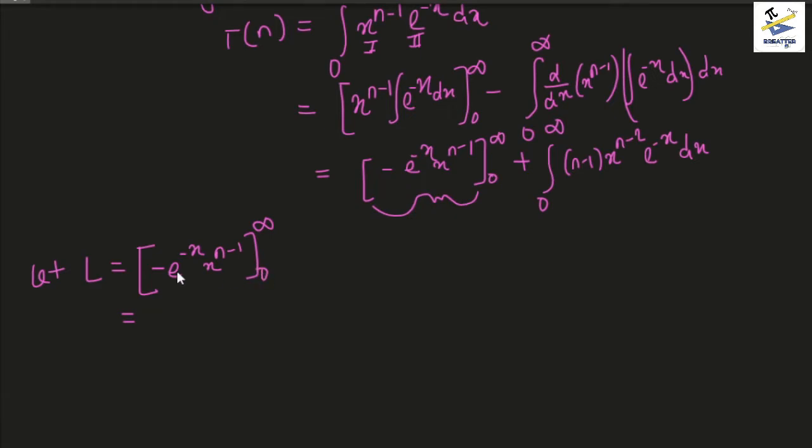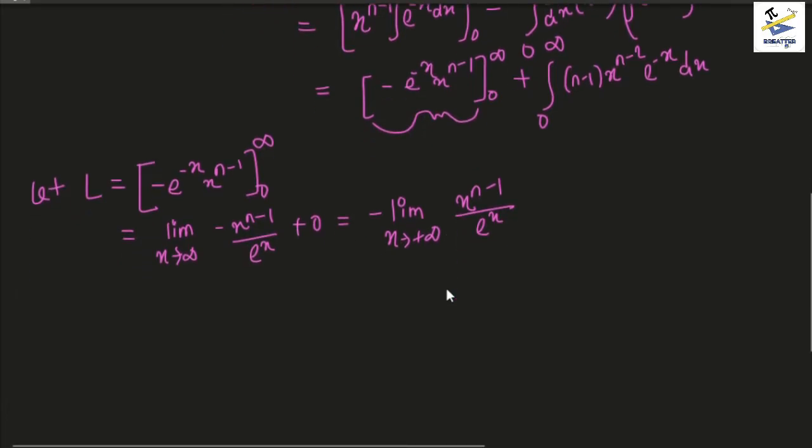So let us just put the 0 part first. So first let us have limit x tends to infinity. This would be minus x to the power n minus 1 by e to the power x, and when you have the 0 part, it already becomes a 0, so it's just a plus 0. So what you really have is minus limit x tends to positive infinity of x to the power n minus 1 by e to the power x, and we hope to find this limit.